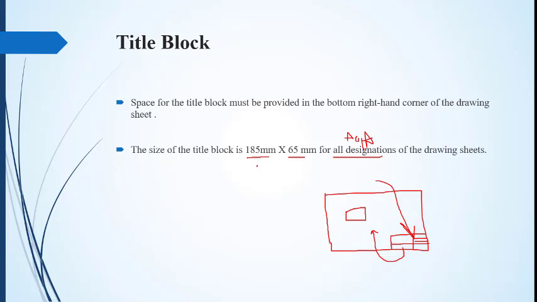The size of the title block is 185 millimeter in length and 65 millimeter in width. The line that is constructed from the border line must be 185 millimeter, that is 18.5 centimeter, and a 65 millimeter or 6.5 centimeter line is drawn from this border line up to here.